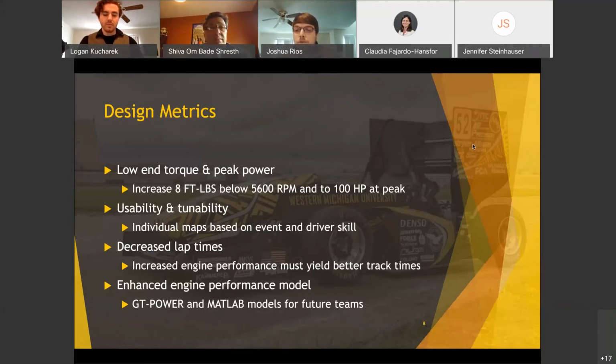Finally, since much of the project was completed virtually, we were able to create a useful GT-Power simulation that can be used by future project and Formula SAE teams to further investigate this project as something to be implemented in the car moving forward.